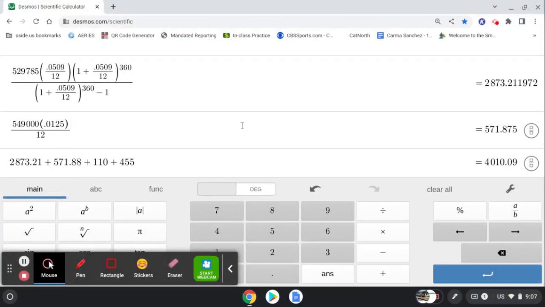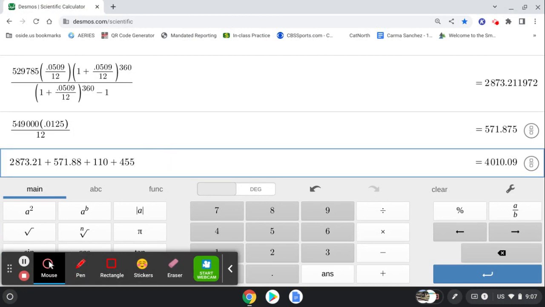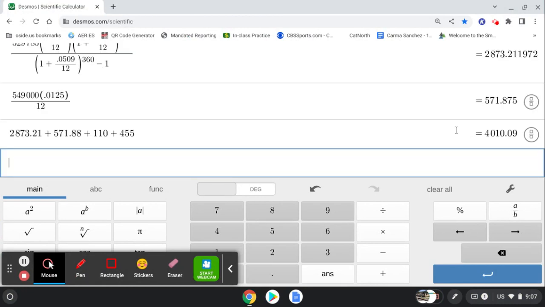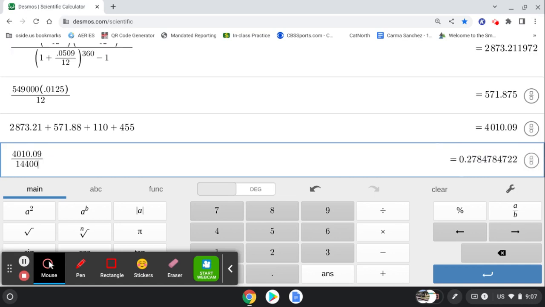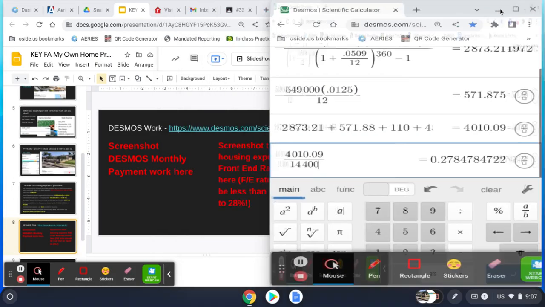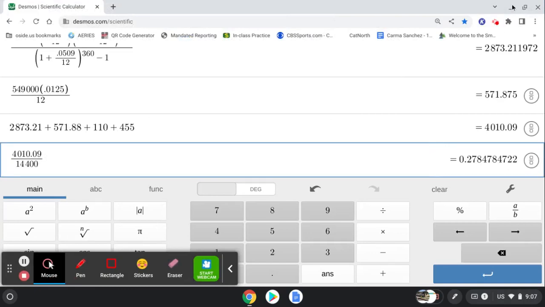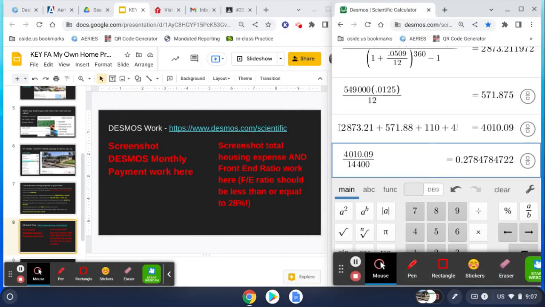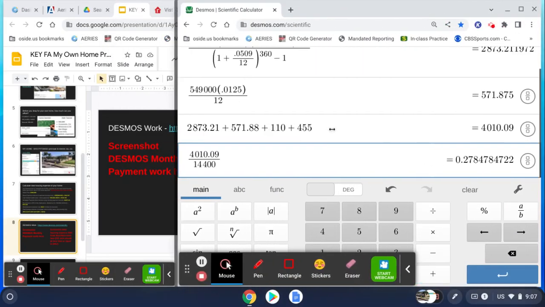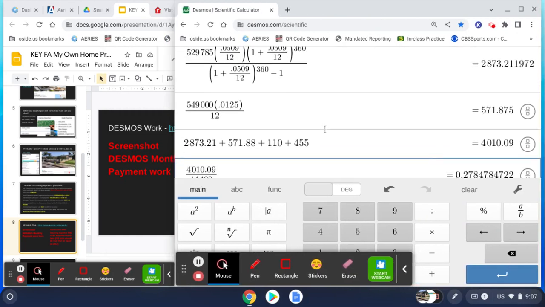So the last thing I'm going to do right here is take this 4010.09 and divide it by my monthly income. And I get a 0.278 ratio. Woo, remember what we're trying to be under there? We're trying to be under 28%. So I'm literally right there. But hey, I qualify.